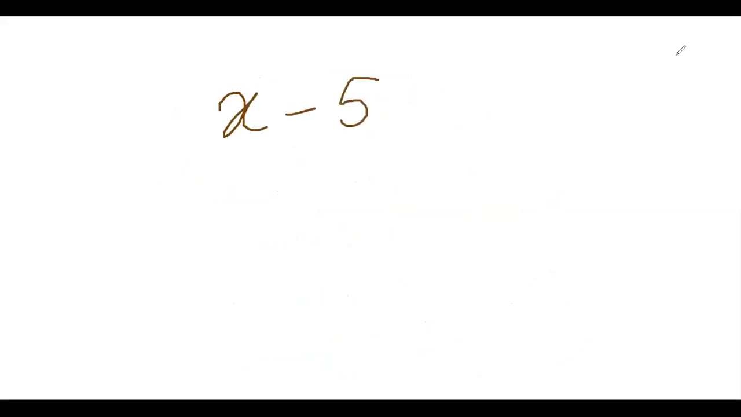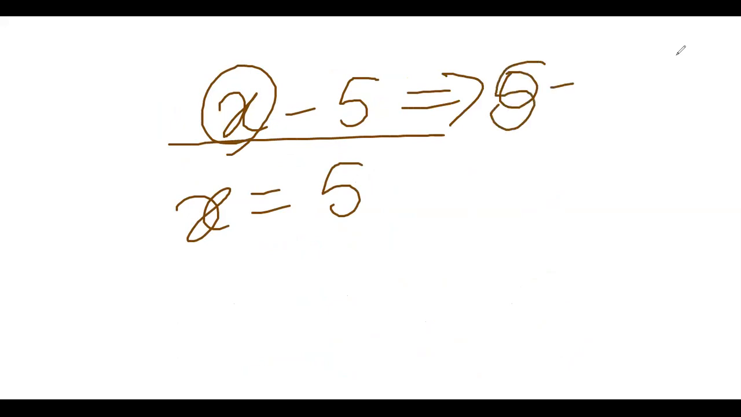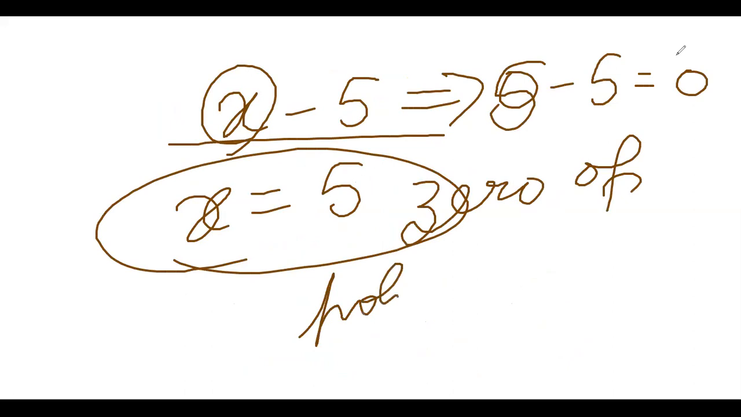x minus 5. So if I put x as 5, then I will get 0. So I will say x is equal to 5. If I put x equal to 5, then I will get 0 here. जैसे ही हम इसमें 0 पुट करेंगे, सॉरी 5 पुट करेंगे, 5 minus 5 equal to 0. So that means x is equal to 5 is a zero of the polynomial. Right? It will be called a zero of the polynomial.